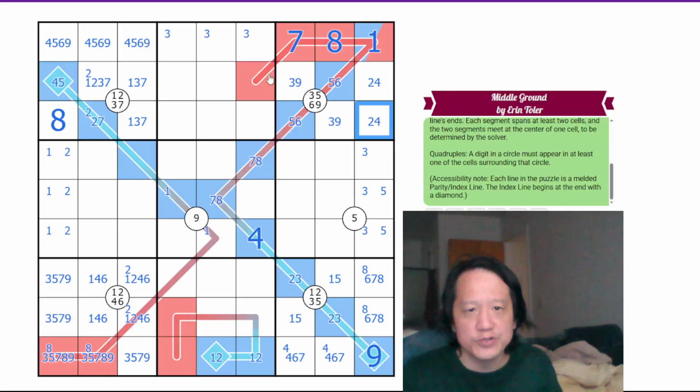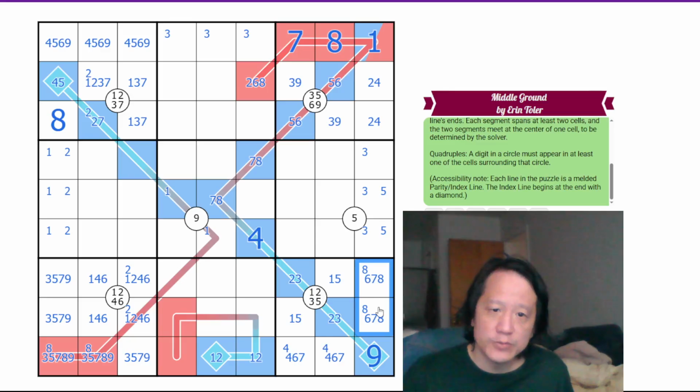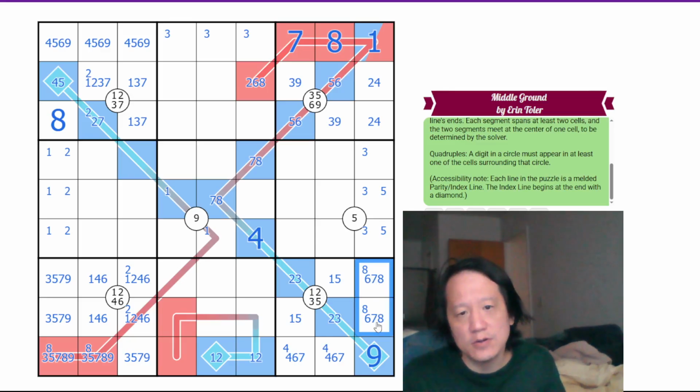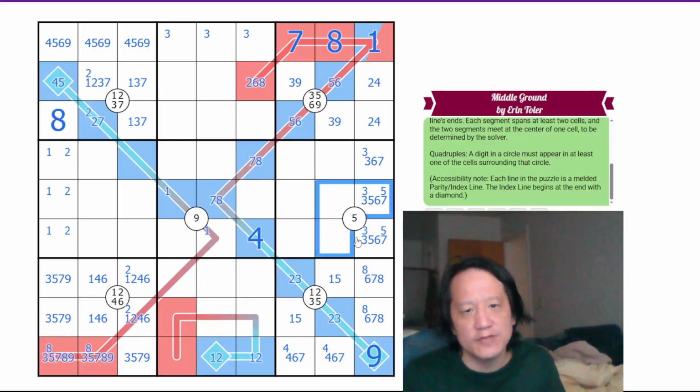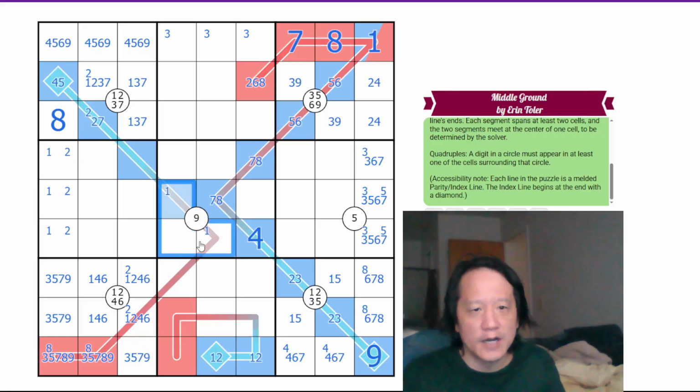So this is 2, 4. This must be an even digit because we have an odd digit there. So this has to be 2, can't be 4. It's 6 or 8. Okay, we have 2 and 4 here. So we have a guaranteed 8 here. That means this is 3 and 5 with 6 or 7. 5 in this quad has to be in this box, surrounding this quad. 9 has to be surrounding one of these.